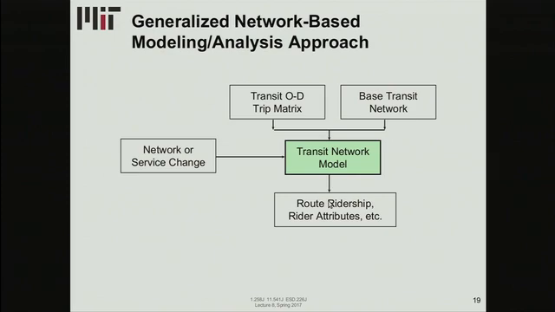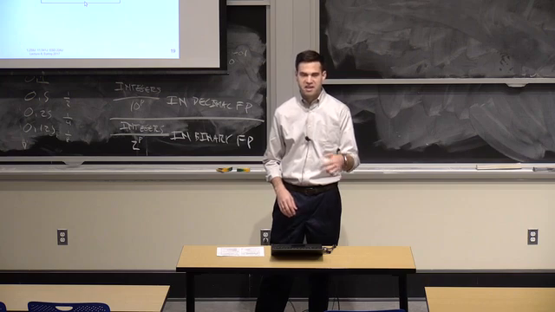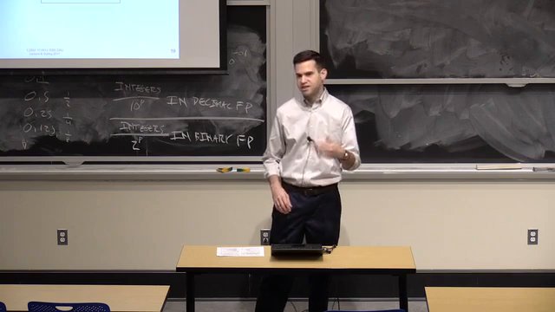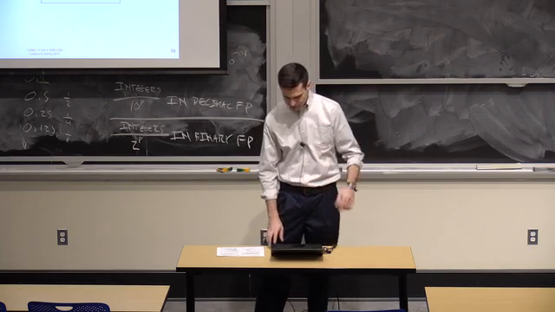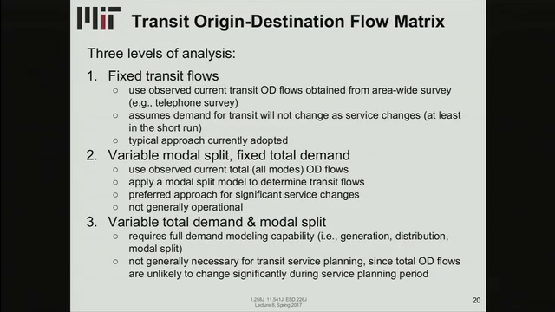Okay, so that's the general idea. It'll also output not just ridership and revenue, but things like rider attributes. And you might have information about income and things in GIS layers that can be allocated to different services. And there are 3 levels of analysis for how to use 3 levels of detail on the OD matrix. The first one is fixed transit flows. So again, in order of sophistication, starting with the least sophisticated, fixed transit flows.